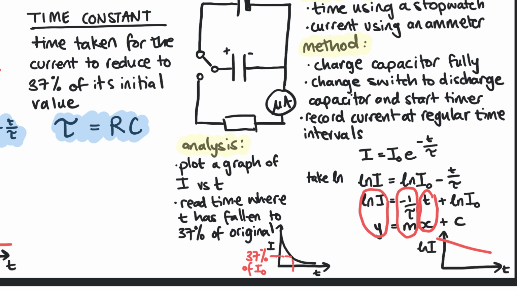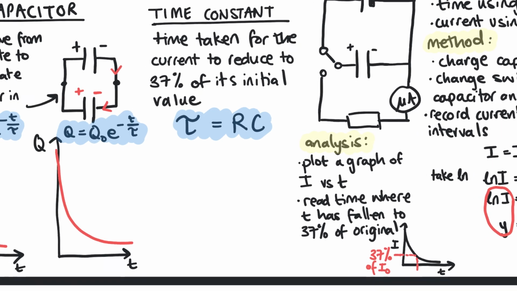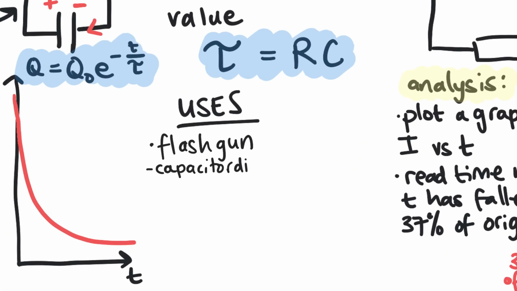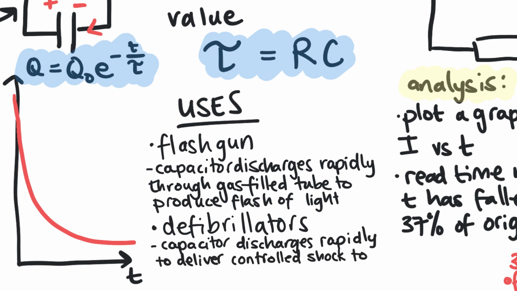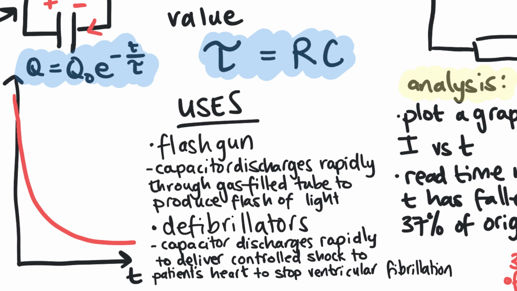Finally then, just be aware of some of the uses of capacitors. Some of the uses that might come up in your questions are a flash gun. Capacitors discharge really quickly through a gas-filled tube, and that produces a really intense flash of light for a very brief period of time. That could be used, for example, as the flash in a camera.